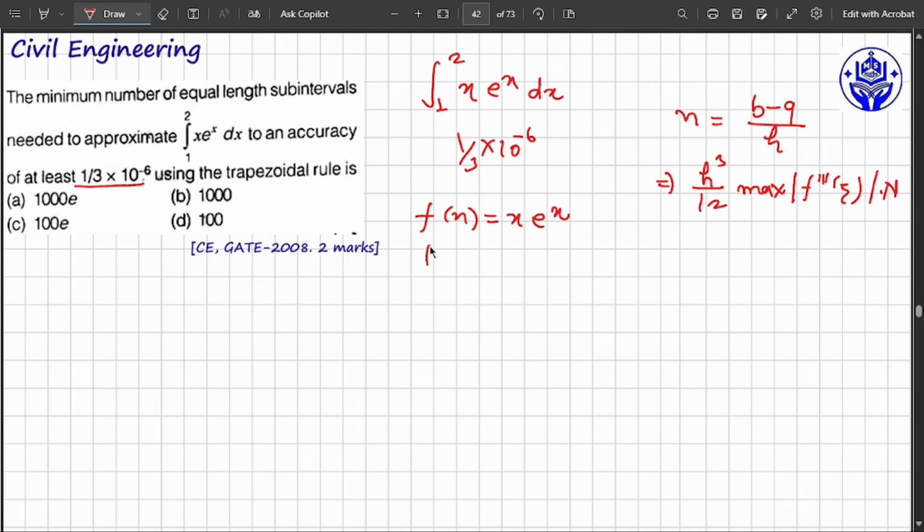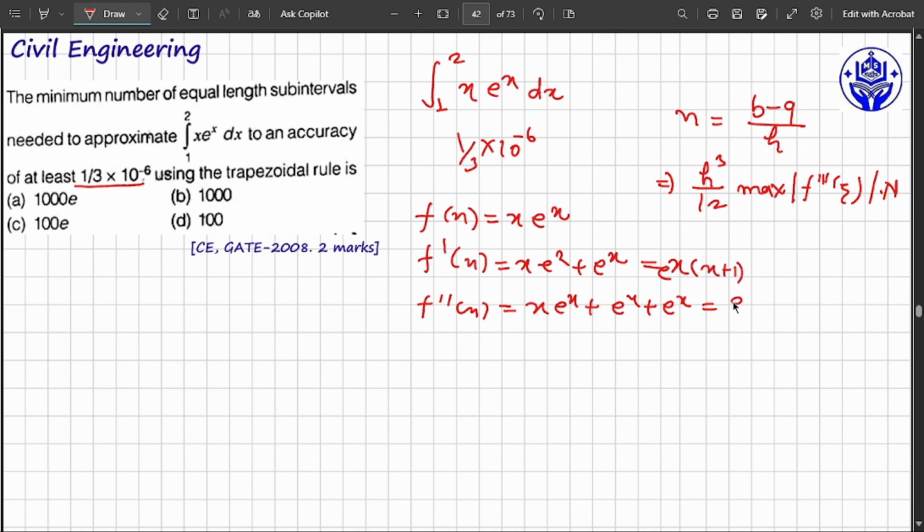Okay, f dash of x is what? x e to the power x plus e to the power x. Okay, f double dash of x is nothing but x e to the power x plus e to the power x plus e to the power x. It is nothing but e to the power x times x plus 1, plus e to the power x. It is nothing but e to the power x times x plus 2.